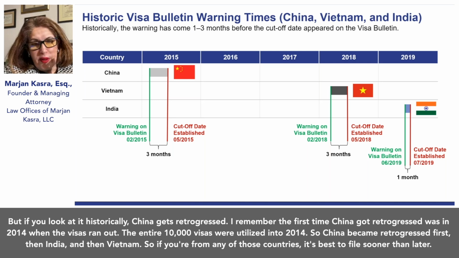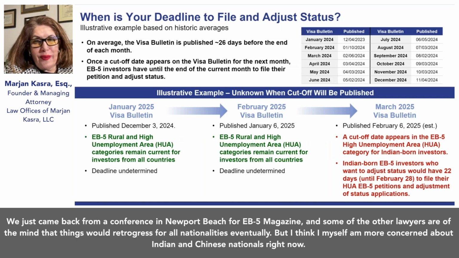I remember the first time China was retrogressed was in 2014 when the visas ran out. The entire 10,000 visas were utilized in 2014. So China became retrogressed first, then India, and then Vietnam. So if you're from any of those countries, it's best to file sooner rather than later. Now, we just came back from a conference in Newport Beach for EB-5 magazine, and some of the other lawyers are of the mind that things would retrogress for all nationalities eventually. But I think I myself am more concerned about Indian and Chinese nationals right now.